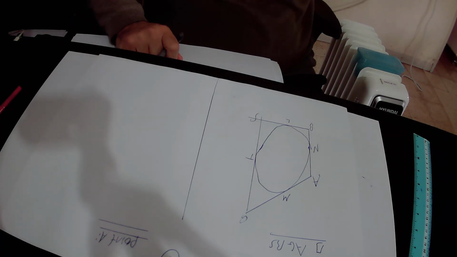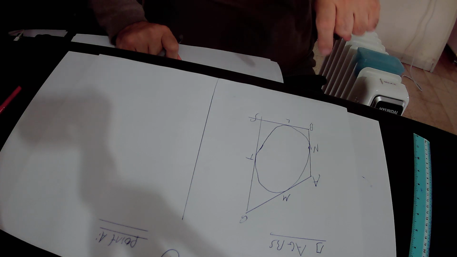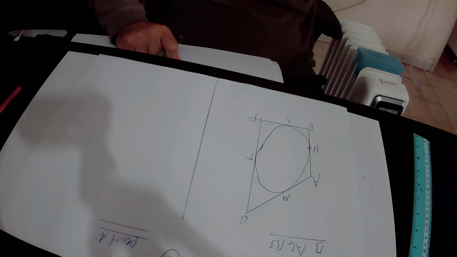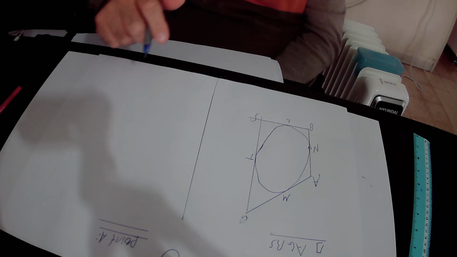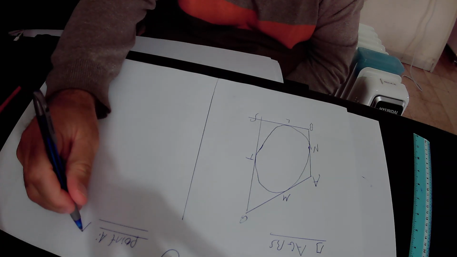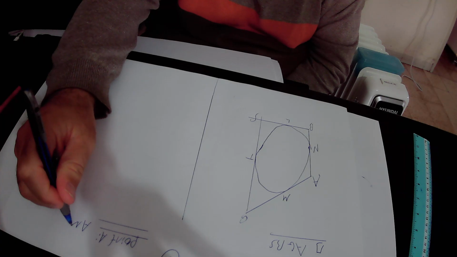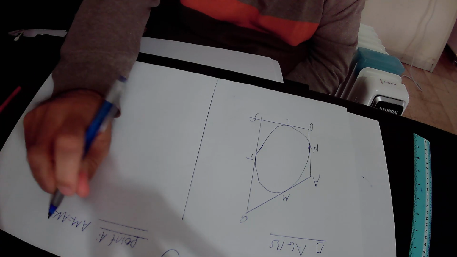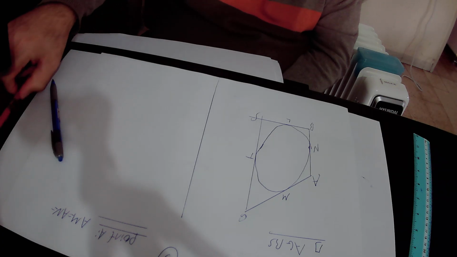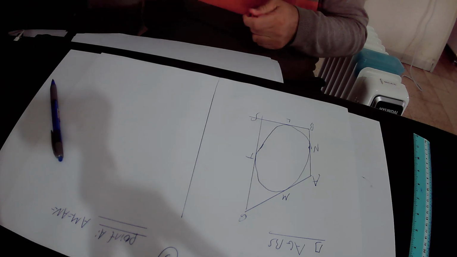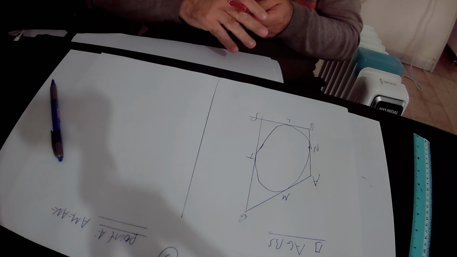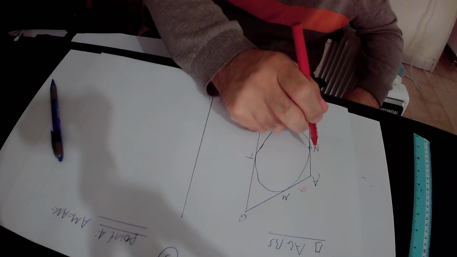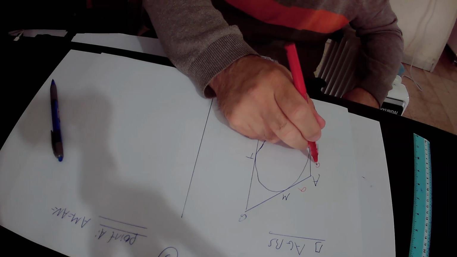From the common start point, point A, we have two tangents to this circle, tangent AM and tangent AN. According to rule number 2, they are equal to each other. That is to say, AM equals AN. So if we define the length of tangent AM as a, then AN also equals a because they are equal to each other.